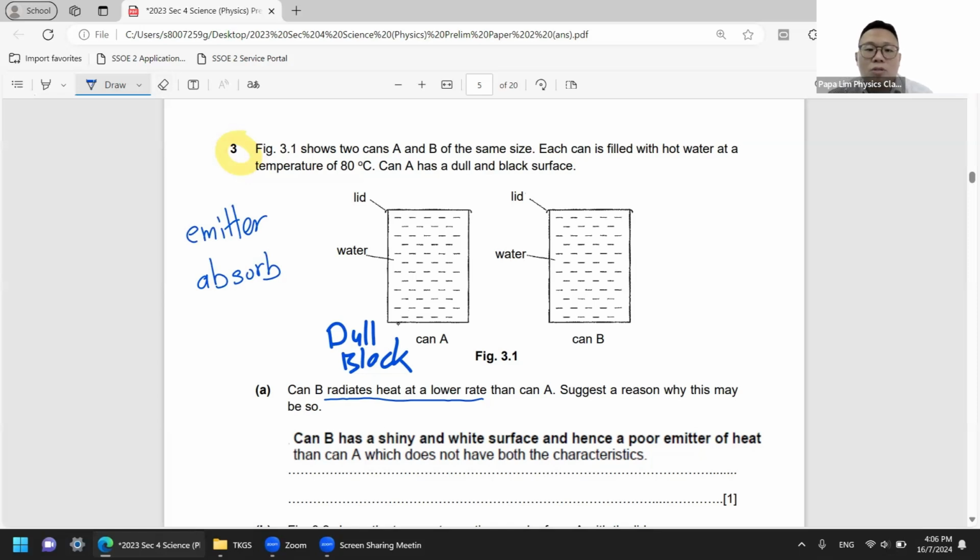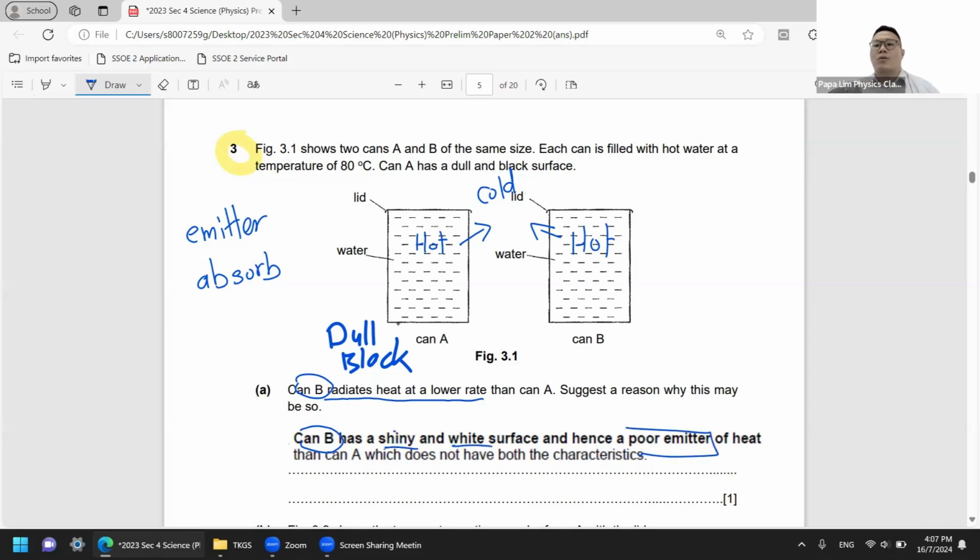because you have not actually analyzed the context. In this question, because the water is hot, the surrounding is actually cold. So heat will be transmitted in an outward direction. So in this case, whether it is Can A or Can B, they are acting as an emitter. So I will only accept emitter as one of the keywords. Now, the second thing we need to take note of is that the question is asking for Can B. So your answer should be targeted at Can B to explain why Can B is a bad emitter. So I will only accept that because Can B has shiny and white surfaces, and because it is a poor emitter.